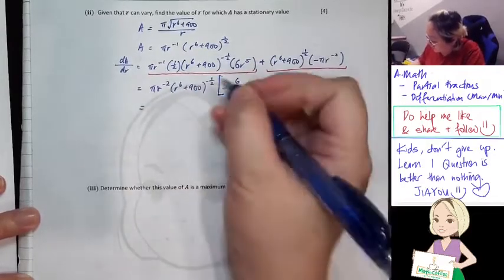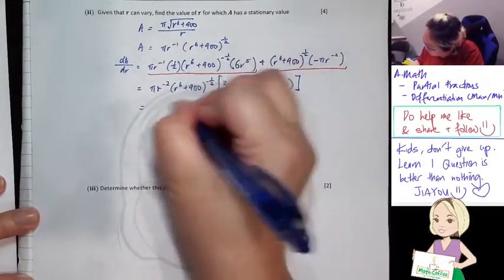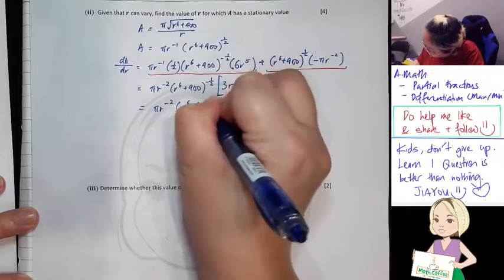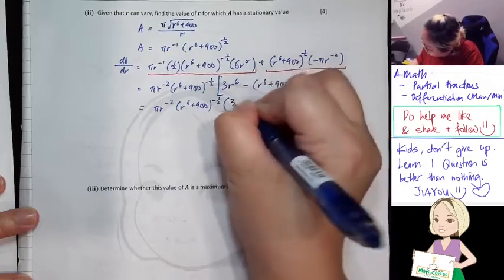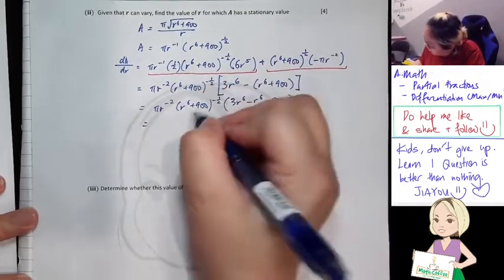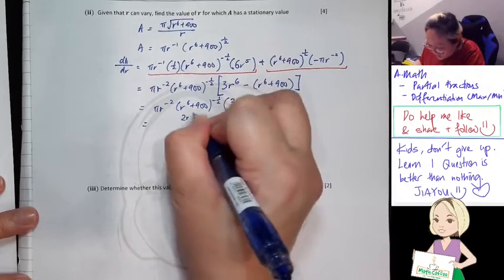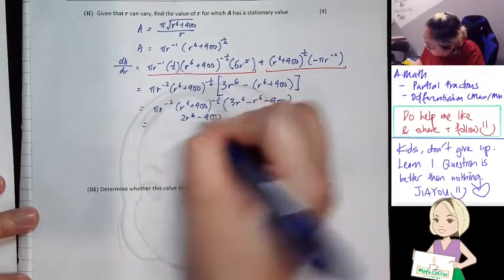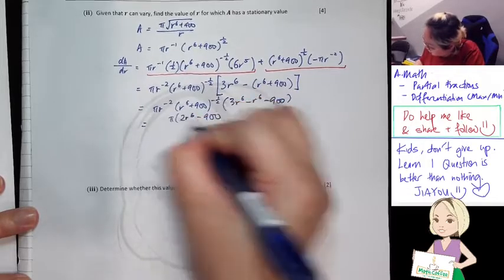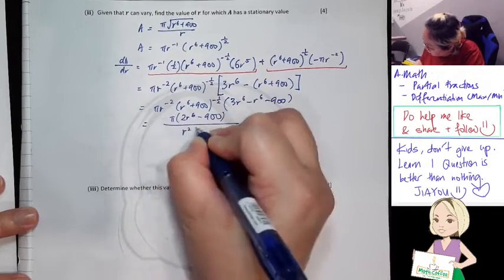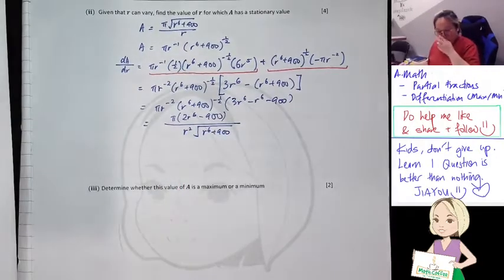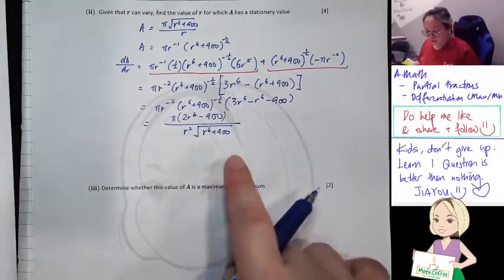So now let's simplify. So I will have 3R squared. So this one just copy first. So I have 3R6 minus R6 minus 900. So I have 2R6 minus 900. All these, I'm going to bring it to the bottom, but I have a pi here, don't forget. So pi, I put it here, over R square, square root R6 plus 900. So this is not easy.